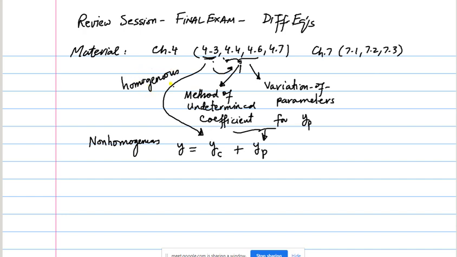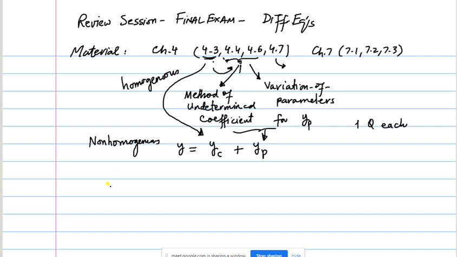So I may give you a question from 4.3 and then I make it non-homogeneous and ask you to use this method to find YP. Or I can just give you a question from the non-homogeneous part and you can find YC and YP both. Okay, so you can expect one question each from these two, 4.4 and 4.6. So total two questions. And then one question from 4.7.